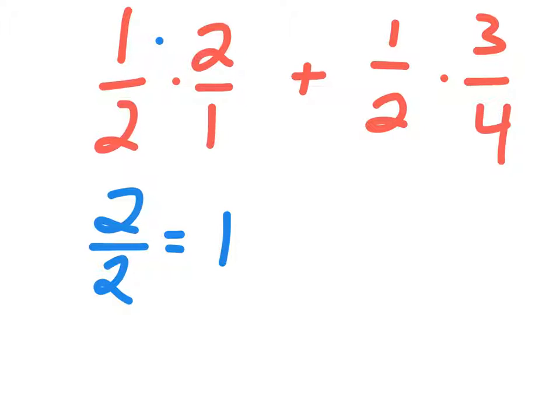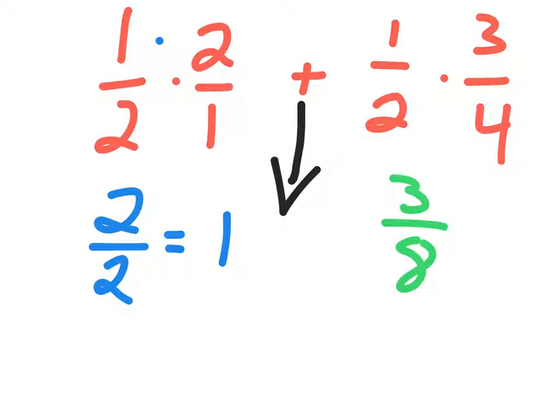And then over here, on our other side, we need to multiply across our numerators and do 3 times 1, which gives us 3. And our denominator, 4 times 2, is 8. And then we need to bring down our addition sign, and we need to add these two together. So we have 1 plus 3/8, and our answer is going to be 1 3/8. And that can't be simplified anymore. Okay, 1 3/8 is our answer.